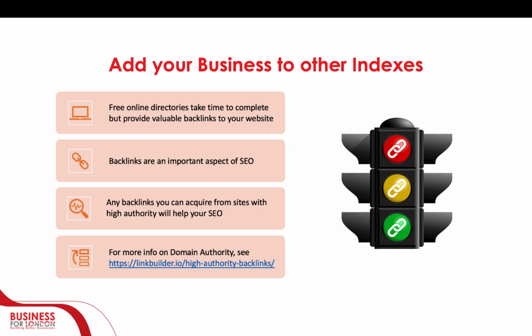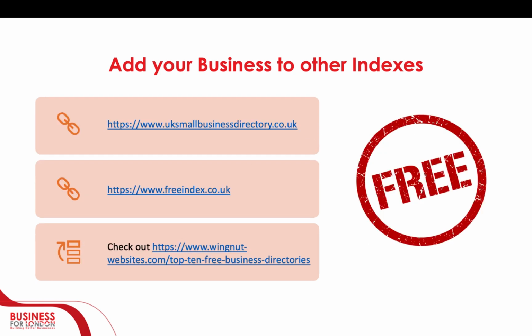And backlinks need to be from other sites back to your website, and they need to be from sites with high authority. If you want to know more about high authority backlinks, you can read this article here. But essentially, authoritative websites are websites like your local authority, your council websites. They've been around for a long time. They're established. They're seen as important government websites. And so they have high authority because they are reputable. Some of the other directories you can add your business to include UK Small Business Directory and Free Index.